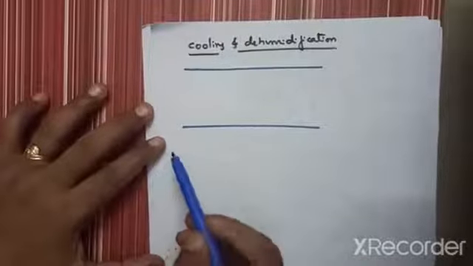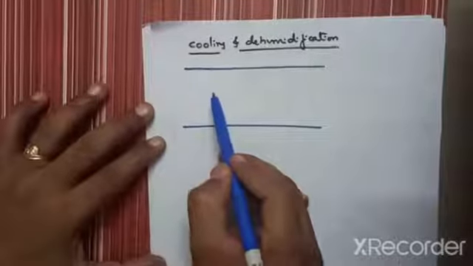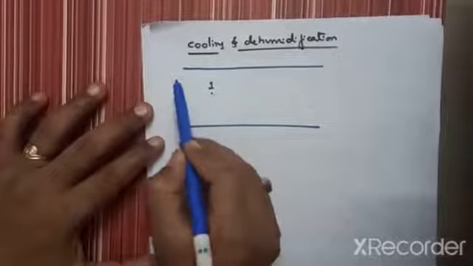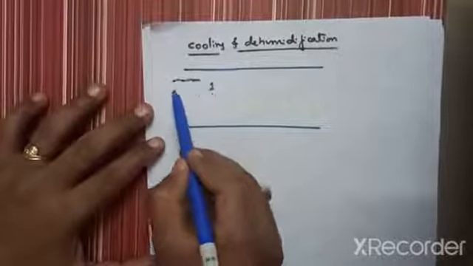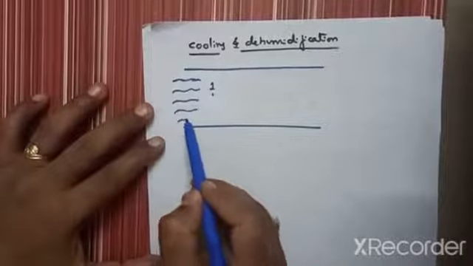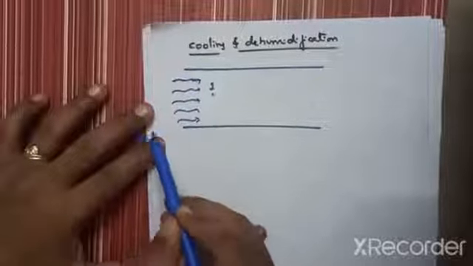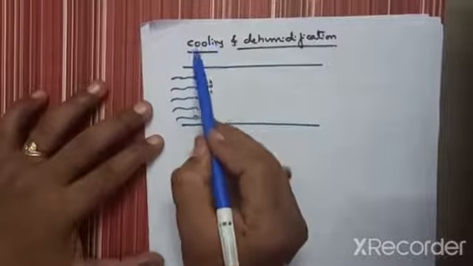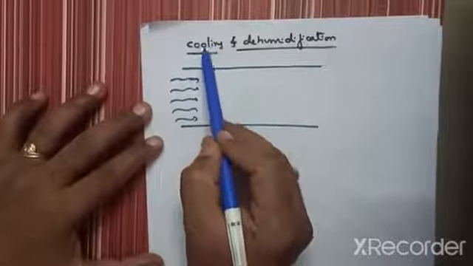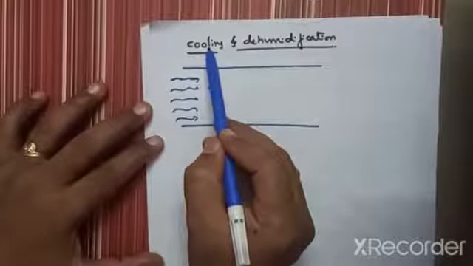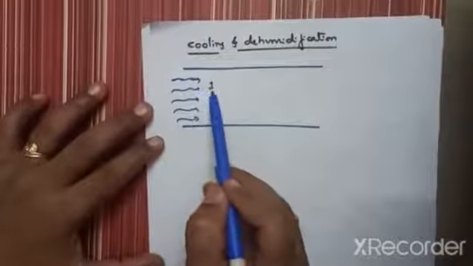Here is one pipe I have taken. Here, this is point number 1. Here air is flowing. Air is passing through the pipe. Now, as the name indicates, cooling is there. So cooling takes place means the temperature of the air should be more first.